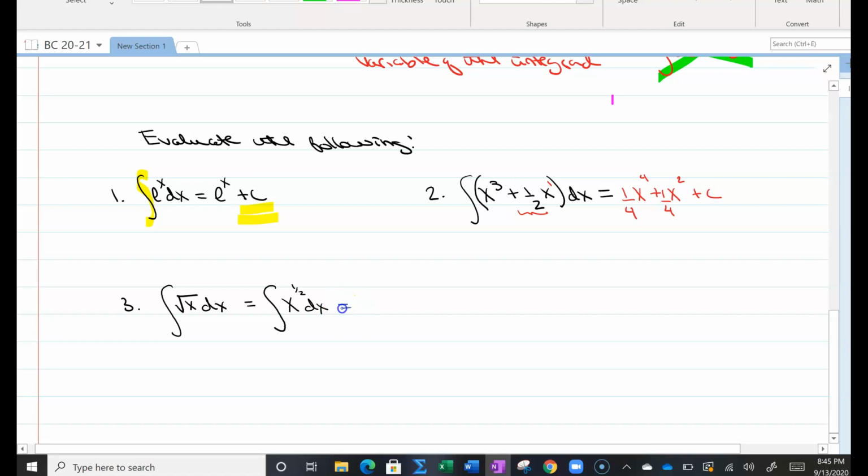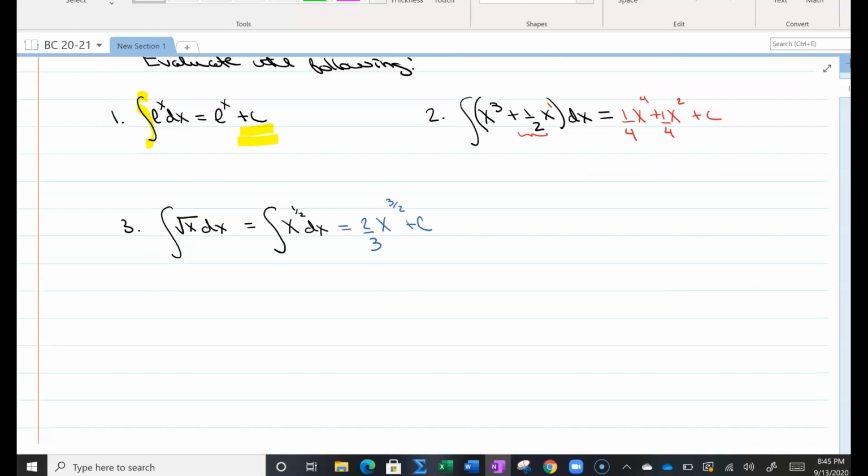Let's see, I'm going to add 1 to the power. Add 1 to the power, I get x to the 3/2. And I'm liking what I see, because if I use the power rule here, I'm going to have 3/2 x to the 1/2. But oh no, I want the coefficient to be 1. Oh ho ho, look at this. 2/3 x to the 3/2 plus c. Okay?